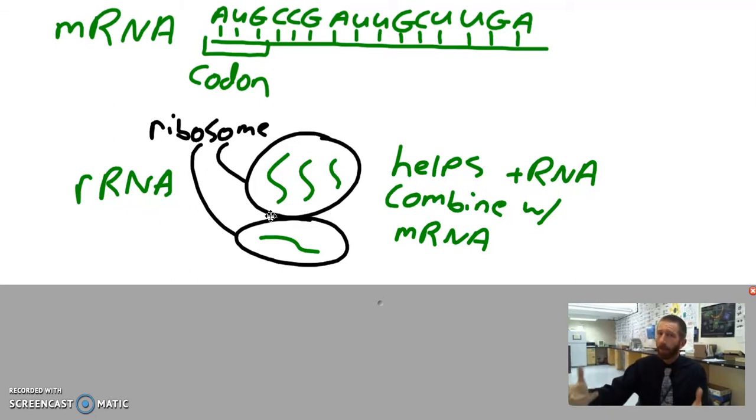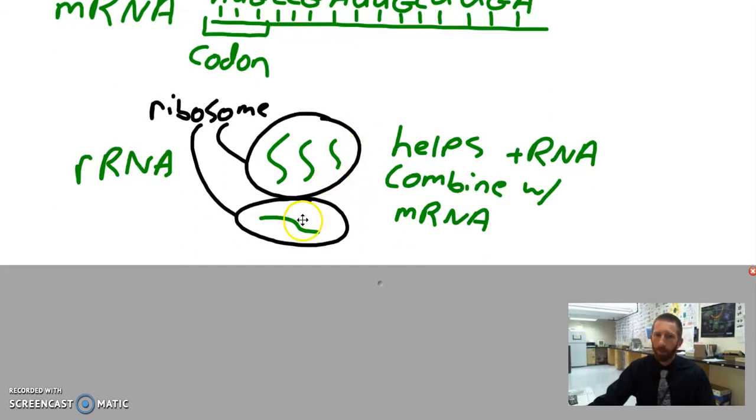But now that you have the idea that a ribosome is in the cytoplasm or on the rough endoplasmic reticulum and it helps to make protein, now we can go even deeper and say a ribosome is made of 2 subunits. There's a small subunit and a large subunit, and both subunits have rRNA associated with them. So a ribosome is part protein, part nucleic acid. It's kind of a hybrid of the 2. And these pieces of rRNA help the tRNA to combine with the mRNA.